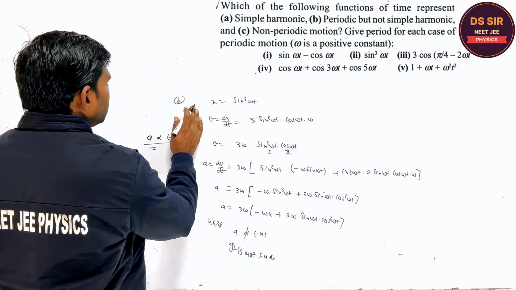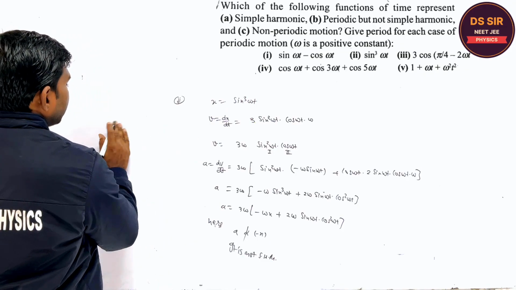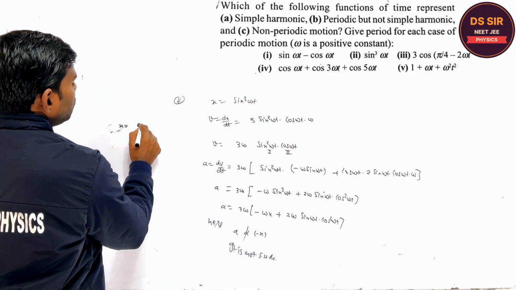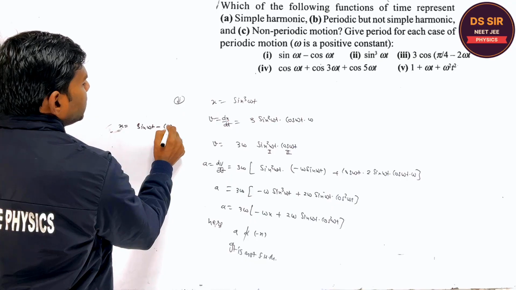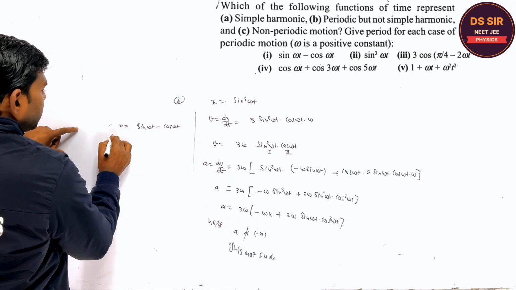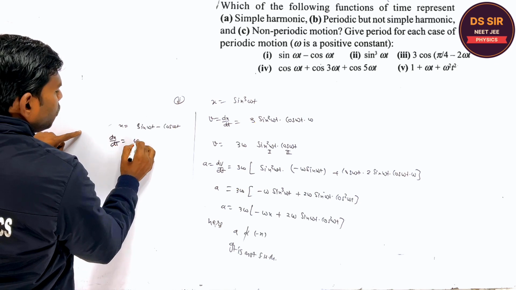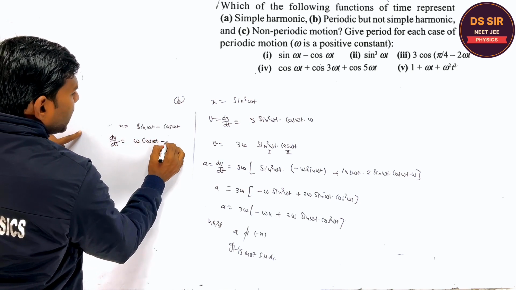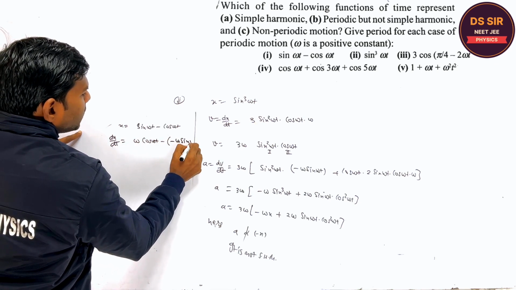Also in the previous question, x is equal to sin omega t minus cos omega t. In the previous question you can do it in this way. Listen, dx upon dt is equal to omega cos omega t minus omega sin omega t.